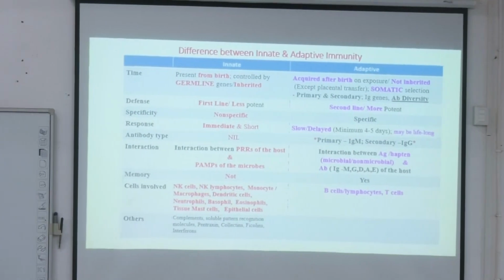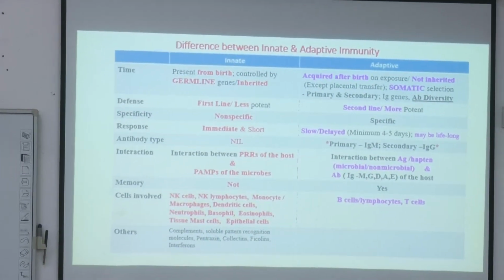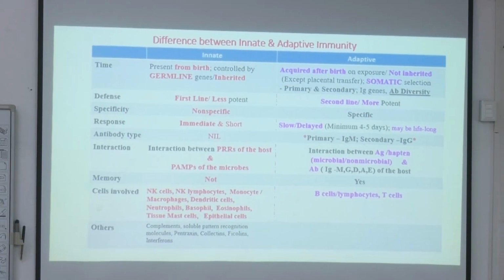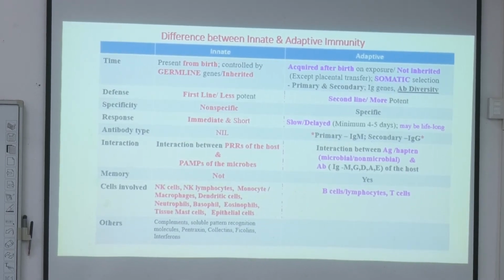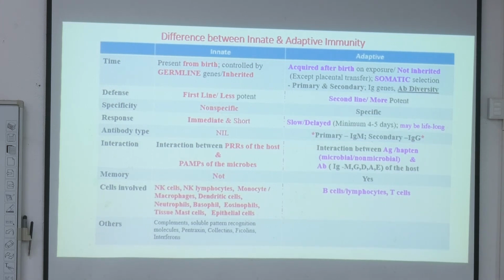It is inherited, germline. So, we cannot really change it. At the time of birth, everybody comes out prepared, and the same thing is true for us. When we are born, we are endowed with some genetic power, and that comes from germline genes.